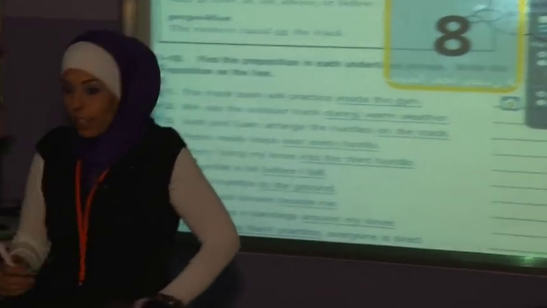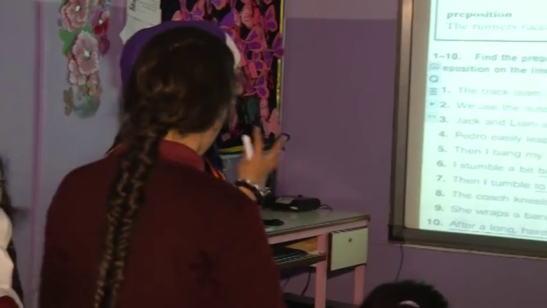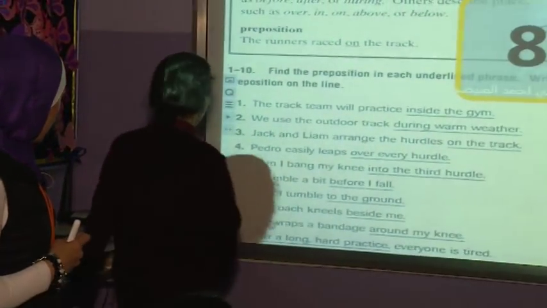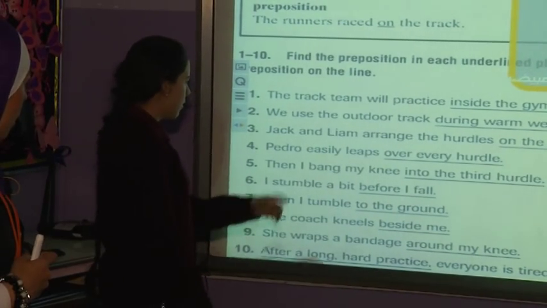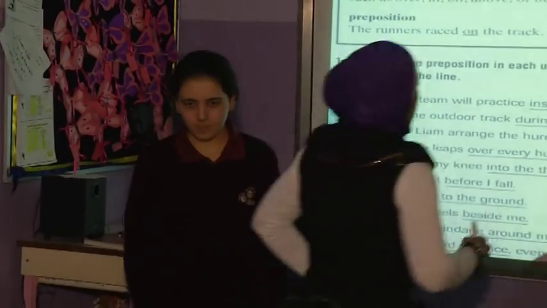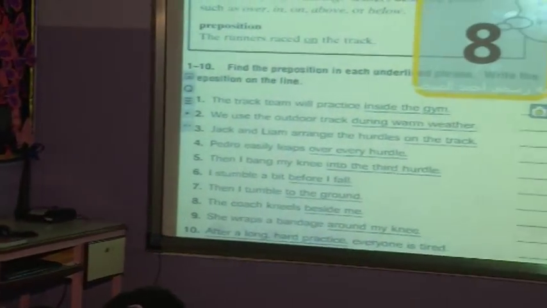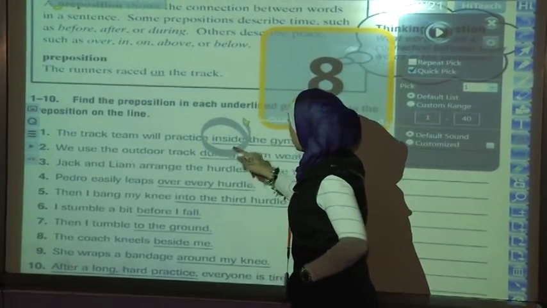Okay, you could come forward. Then I bumped my knee into the third hurdle. Into. Excellent. So here you could see that the prepositional phrase starts.